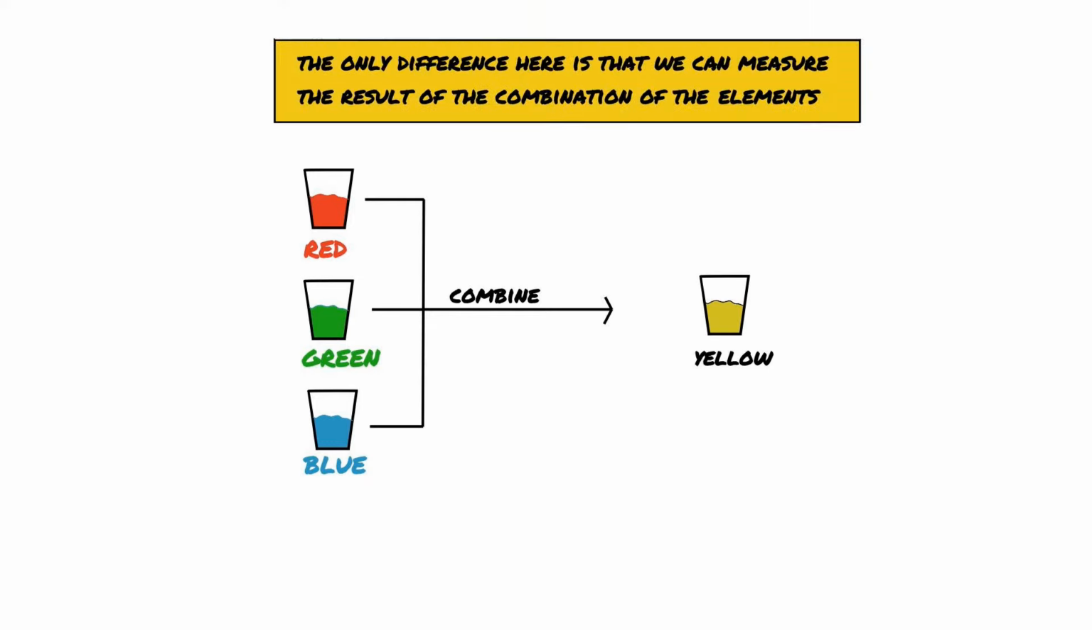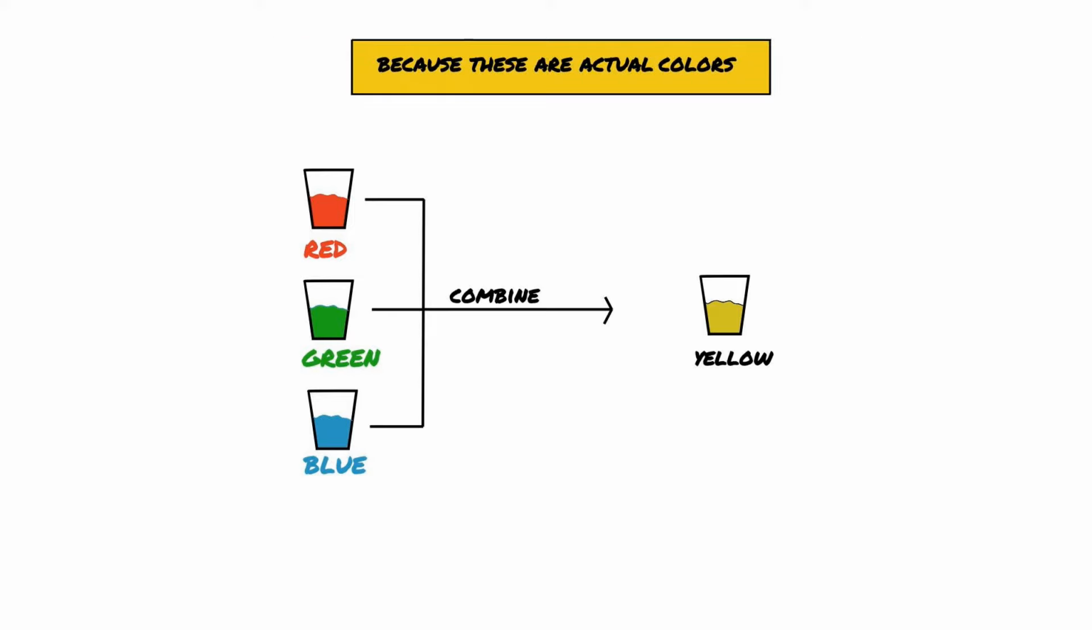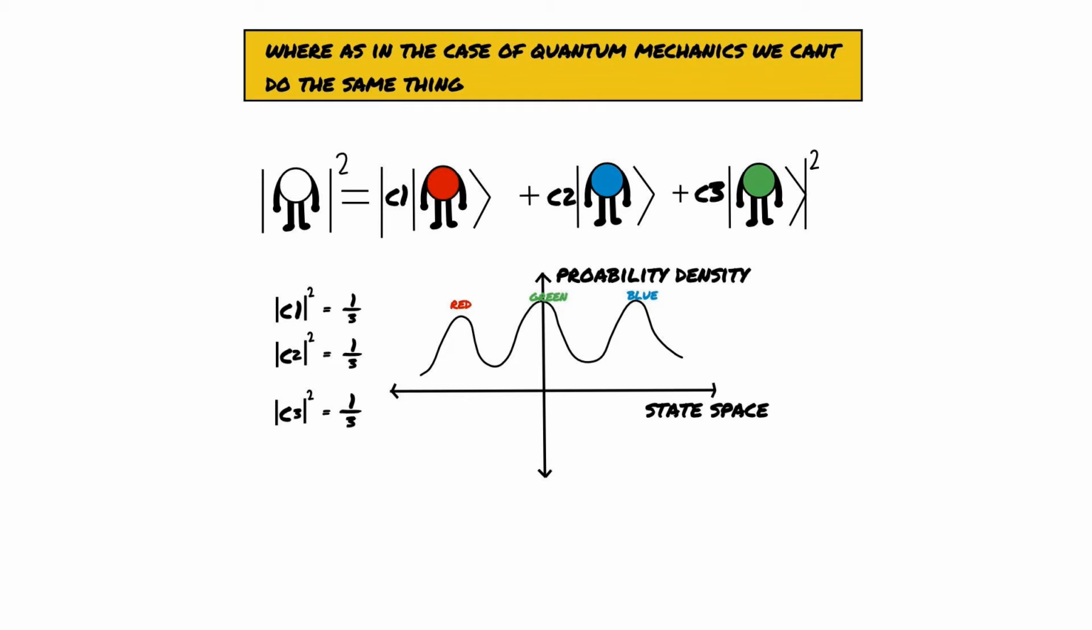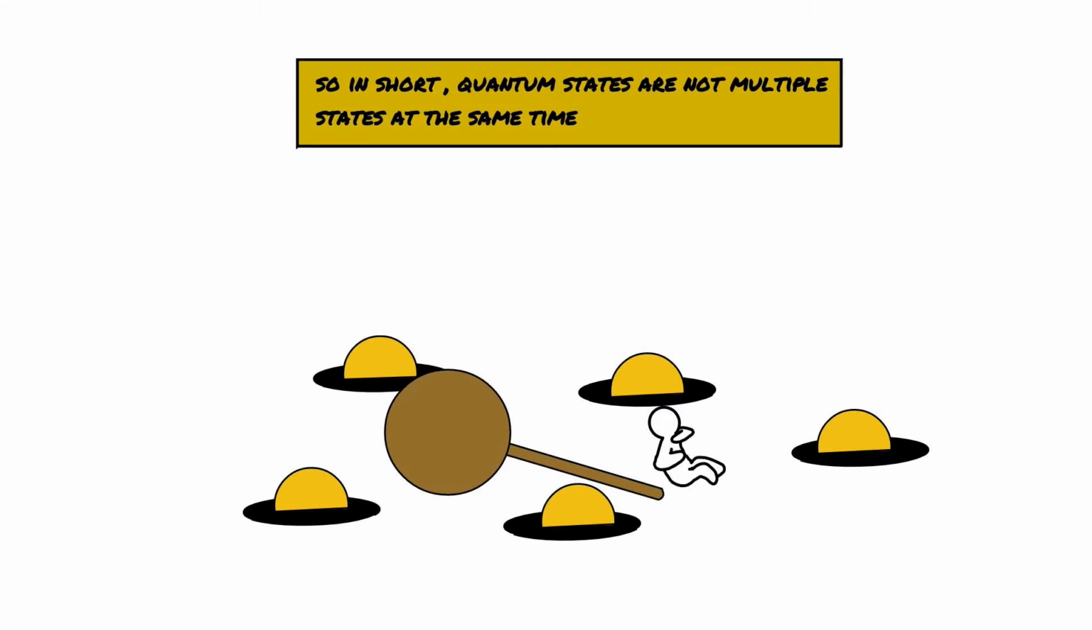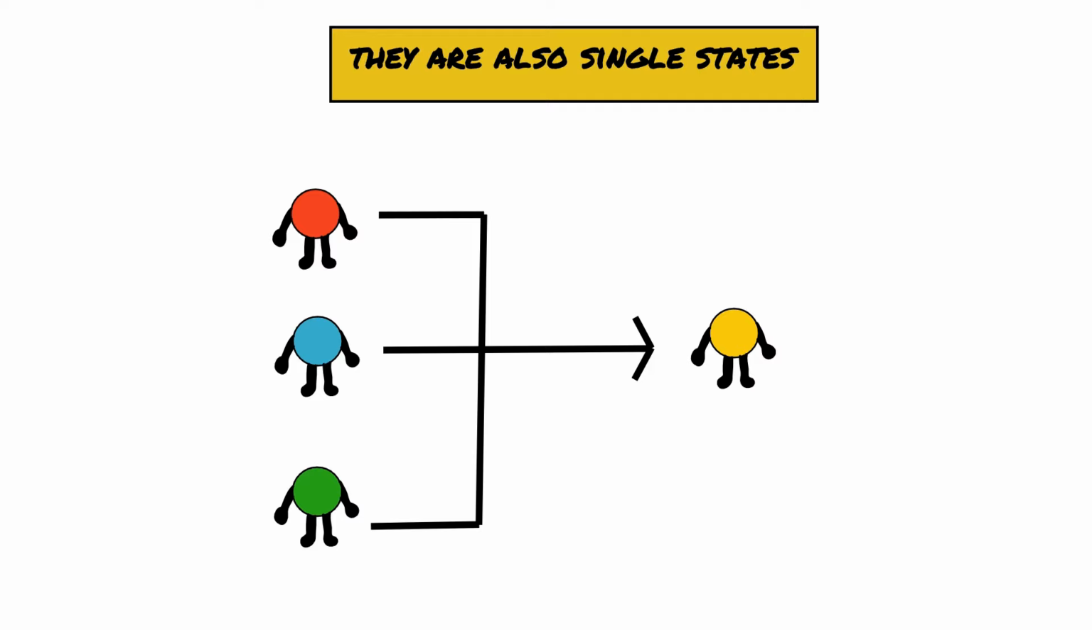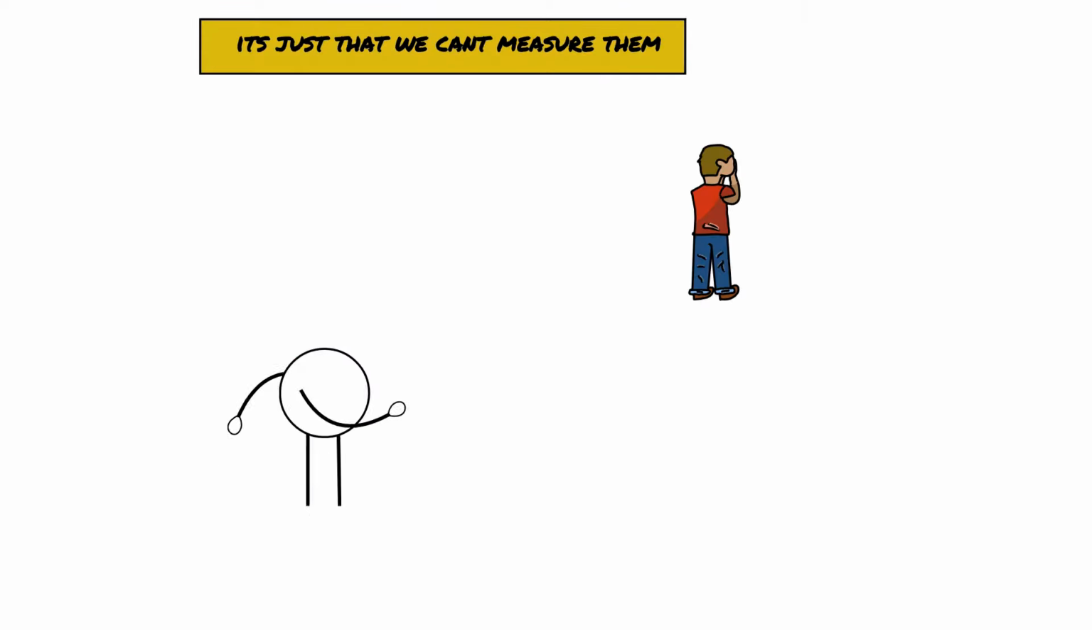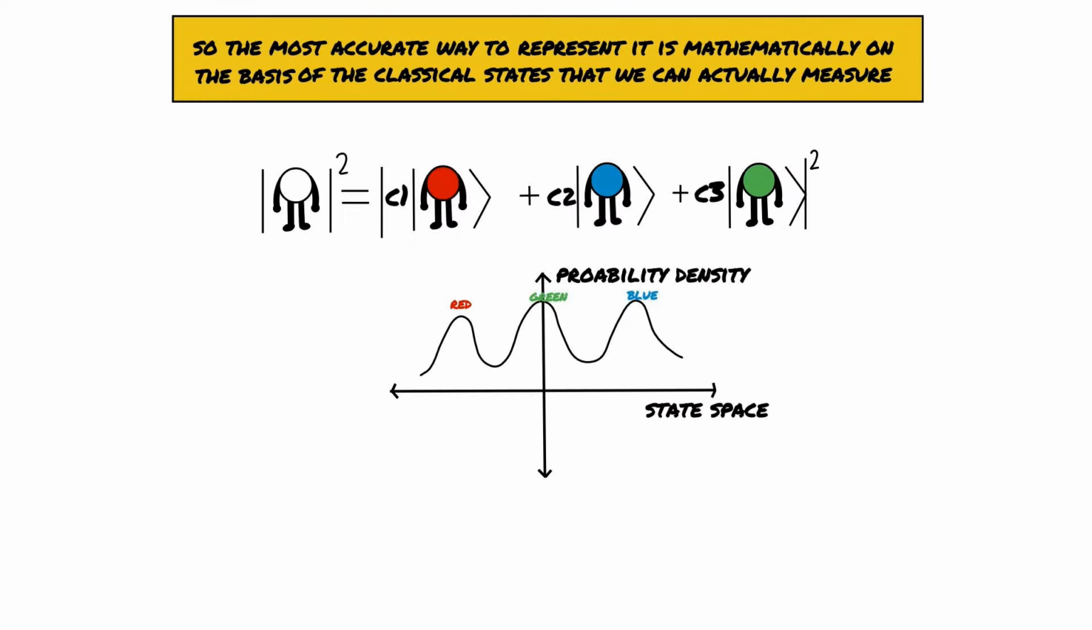The only difference here is that we can measure the result of the combination of the elements, because these are actual colors. Whereas in the case of quantum mechanics we can't do the same thing. We only get to measure one of the elements of the quantum mixture. In short, quantum states are not multiple states at the same time. They are also single states. It's just that we can't measure them, so the most accurate way to represent them is mathematically on the basis of the classical states that we can actually measure.